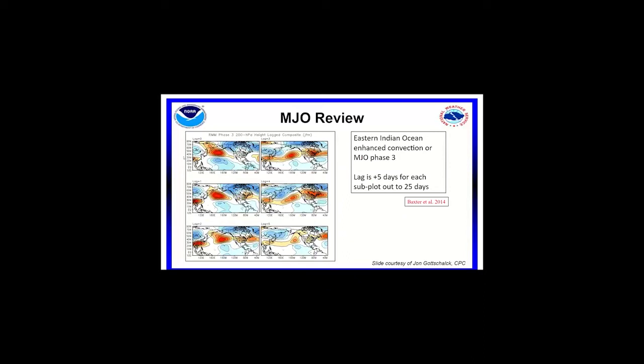So here is an example we call a lag composite. We don't always know exactly what the MJO is going to do. But because it's a tropical convective anomaly, it will have a response that takes some time to propagate through the tropics. So we can leverage this in a lag perspective.